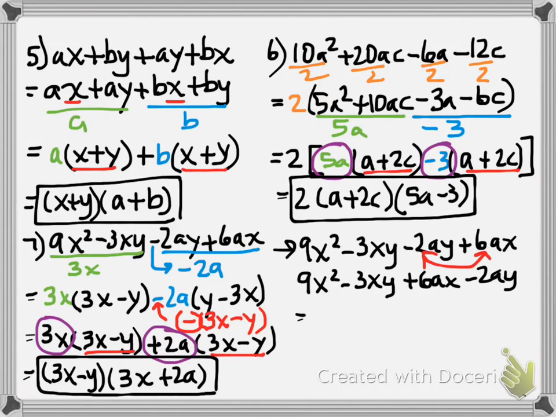Now, I'm not going to go through step by step as I did before. I'm just going to quickly factor through. So in the first two, if I group them up, I'm going to pull out the 3x, which gives me the 3x minus y. And in the second group, I'm going to factor out the positive 2a, and that gives me my 3x minus y.